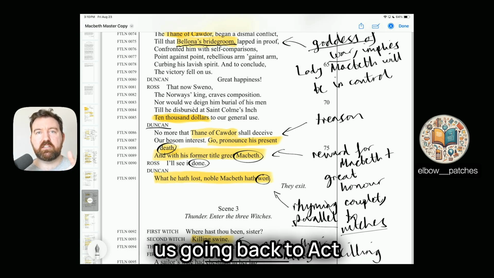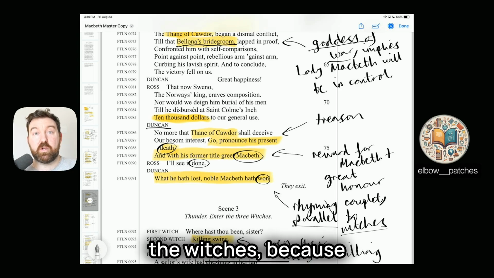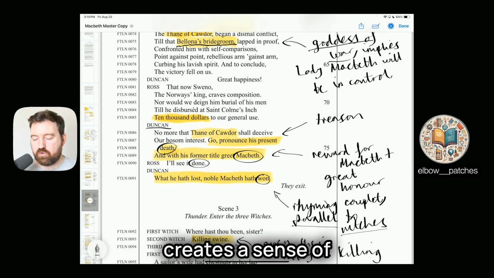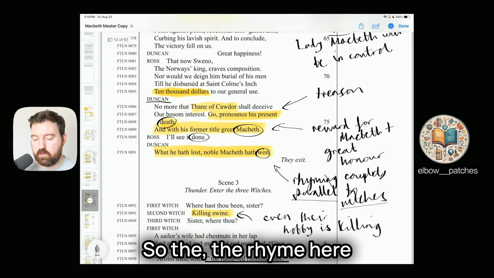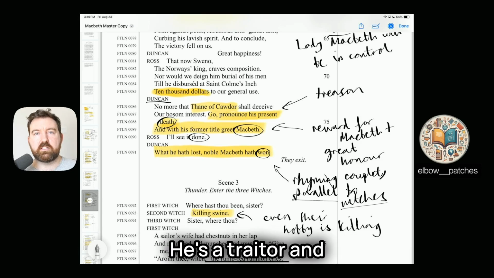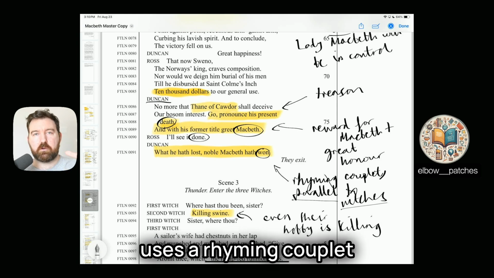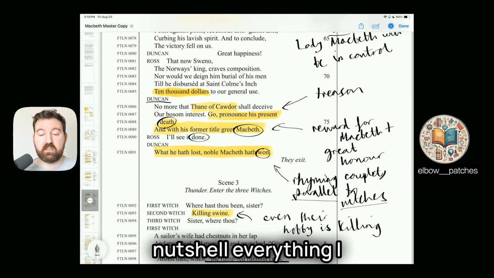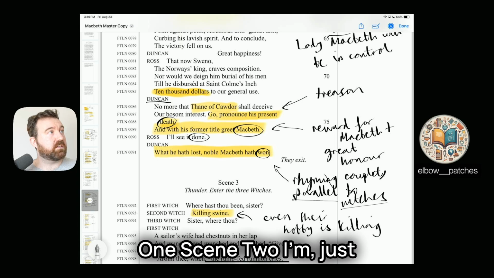The rhyming reminds us, going back to Act 1, Scene 1, about the witches, because the witches speak in rhythm and rhyme, right? But on top of that, it creates a sense of rhyme being linked to death or destruction, okay? So the rhyme here is Duncan saying, go kill the Thane of Cawdor, he's a traitor. And several times throughout the play, there's a rhyming couplet to foreshadow the fact that a character's about to die, including Macbeth uses a rhyming couplet just before he goes in to kill King Duncan. Okay, so that is, in a nutshell, everything I want to say about Act 1, Scene 2.